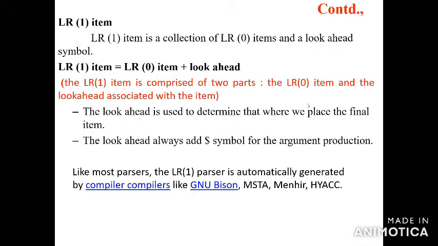Here you can check. The LR(1) item is a combination of an LR(0) item and a lookahead symbol. So these are the two things: one is the LR(0) item along with the lookahead symbol. The lookahead symbol can be associated with the given item. For the augmented production you always add the dollar symbol as the lookahead. That is the lookahead symbol. The lookahead determines where we place the final item in the given grammar. Second thing, you have to add the dollar symbol into the augmented production.